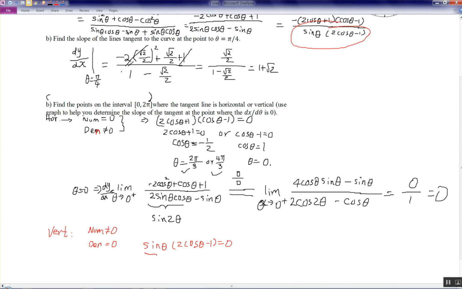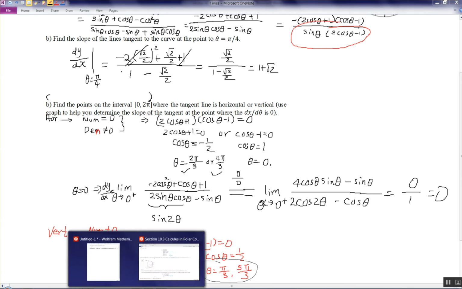And from here, the solution is theta equals 0. And from the other factor, cosine theta must be 1/2, which means theta is pi over 3 and 5 pi over 3. Now, previously, we already know that when theta is 0, we have a horizontal tangent line, so this cannot be a solution, and only these 2 are the solutions.